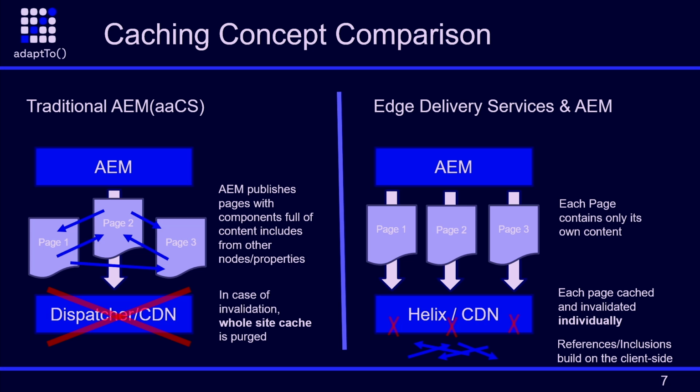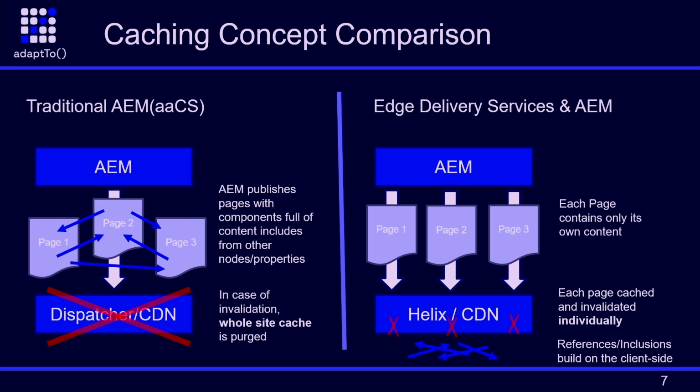So if you want to flush your CDN because you publish a new page, you basically flush the whole site CDN or have to wait until the time to live is expiring. So there's really no intelligence in flushing only one page because it really does not simply work. In Edge Delivery Services, caching and pushing to the edge is working differently.